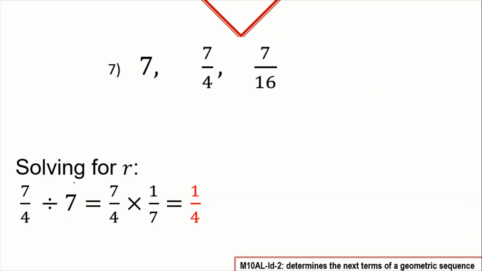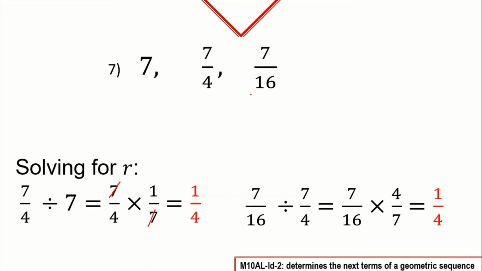Then, kunin ang reciprocal ni 7. Tandaan, since this is a whole number, ang kanyang denominator ay 1. So, that is 7 over 1. Pag kinuha ang reciprocal, that is 1 over 7. And then, proceed sa multiplication. So, cancel natin to si 7, kasi 7 over 7 is 1 over 1. And then, ang natira na lang ay si 1/4.